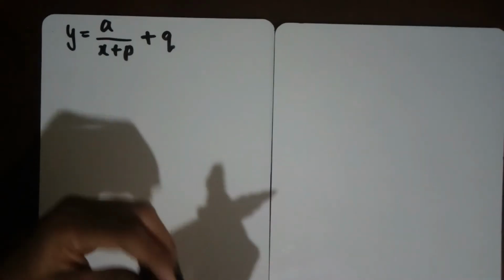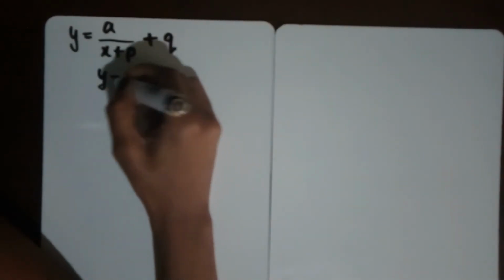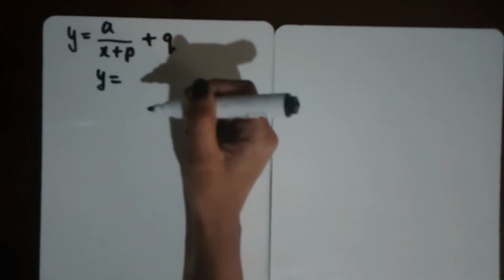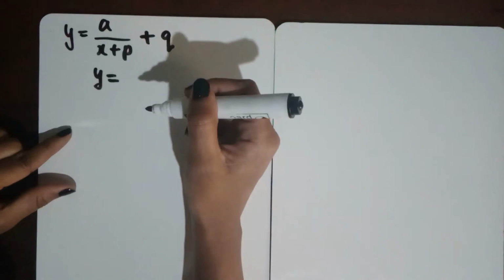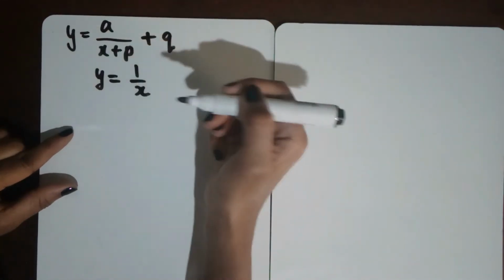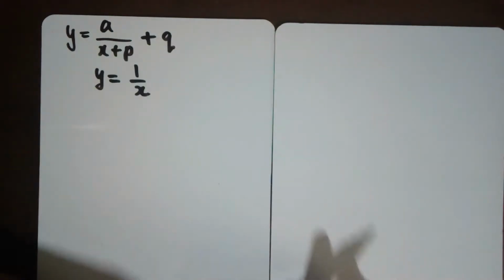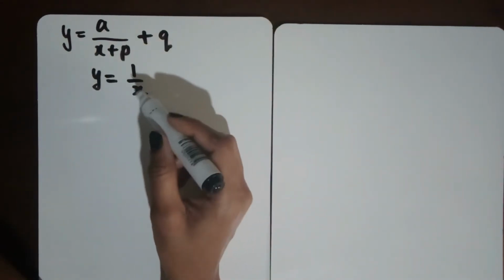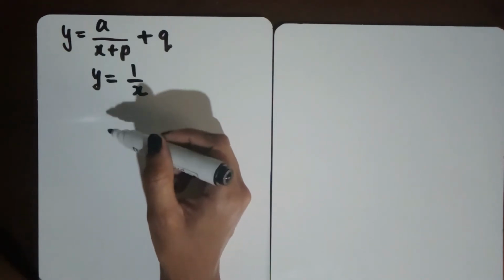So let us say a question said you should plot a hyperbolic graph with the following function, which is 1 over x, right? Before we go on plotting it, we can deduce a number of things about it.